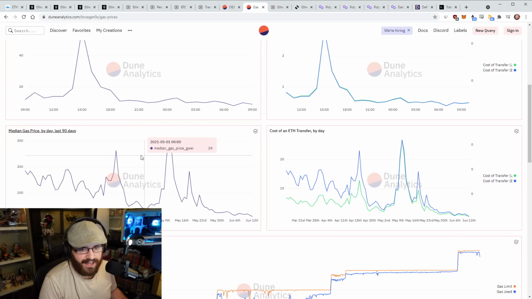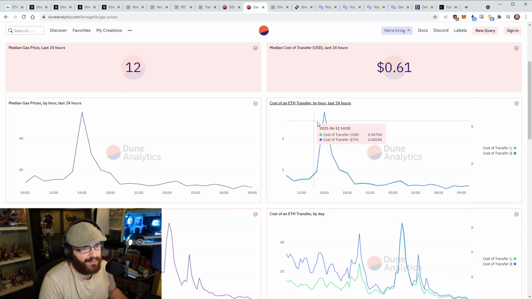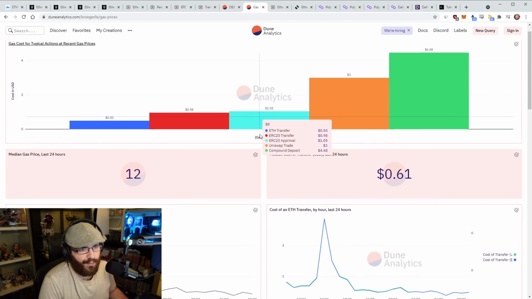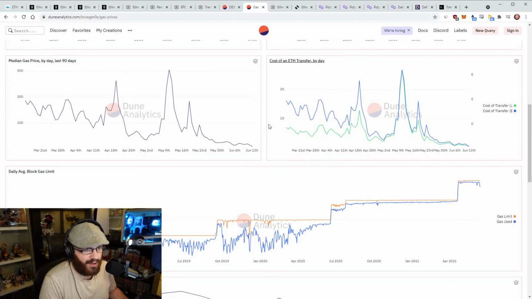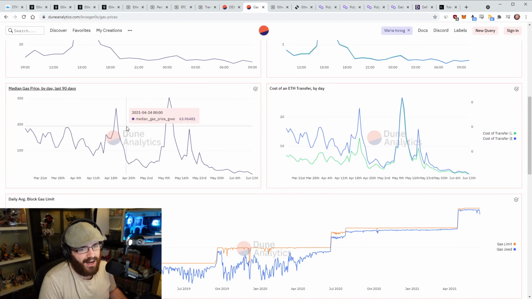You can also see here the median gas price by day, and you can see the spikes up. This spike was obviously due to the crash on the chart here, and you can see the cost of an ETH transfer per day. But essentially you can see the trend here, where we had massive spikes during May and even April, and we had higher gas prices, but they came down because market activity came down.